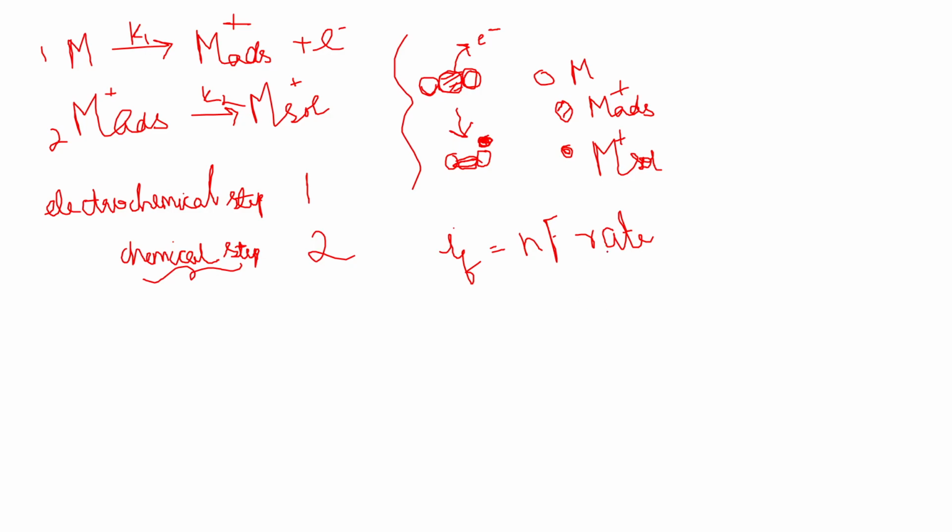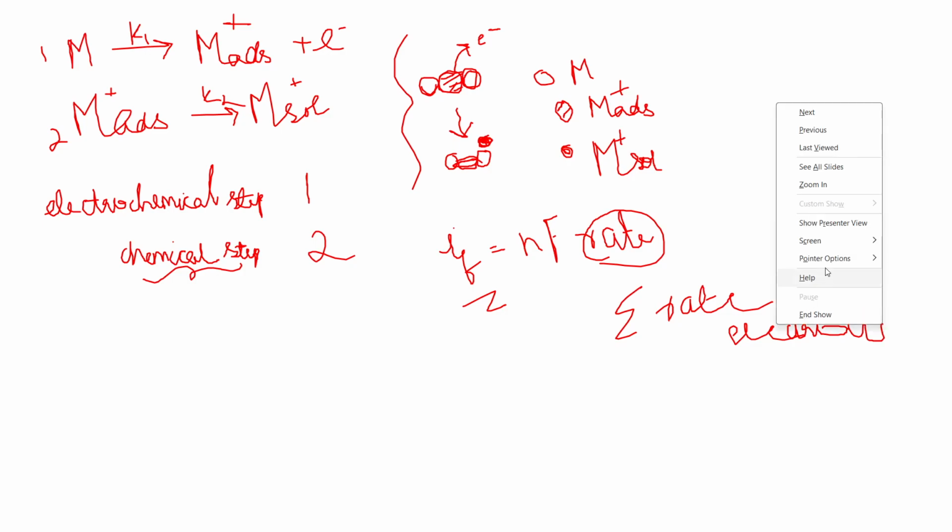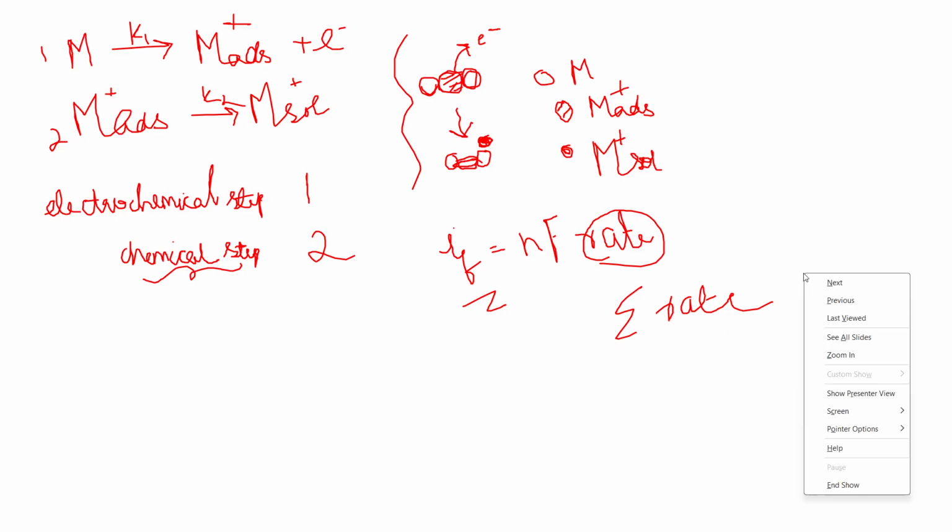So here in this I_F, when you're writing the current density, the rate corresponds to the sum of the rate of the electrochemical step only. You cannot take into consideration all the steps. Sum of the rate of the electrochemical step, I'm just writing as EC.